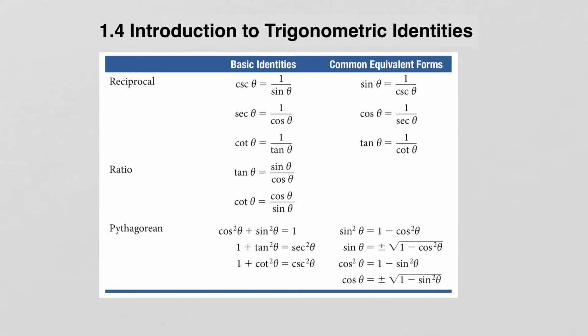In section 1.4, we introduce trigonometric identities. Identities are statements that are always true for values of the variable for which the functions are defined. So this is the complete list of identities we're going to look at in this section, but we're going to take these in groups. Let's go ahead and take a look at the first group.